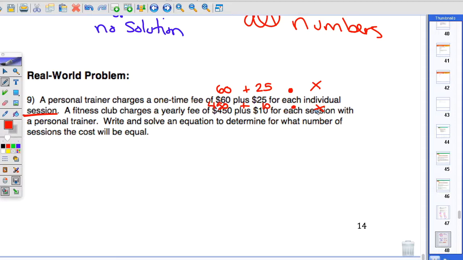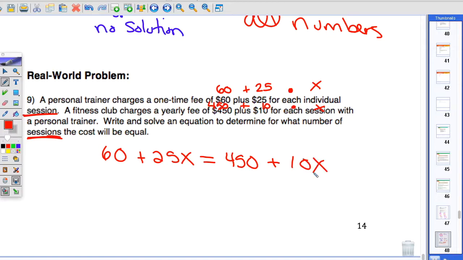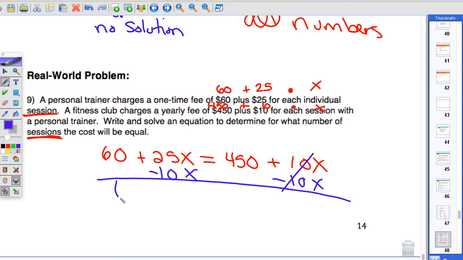We're going to write and solve an equation to determine for what number of sessions, there's your unknown, the cost will be equal. So we have 60 plus 25x is equal to 450 plus 10x. We need to get our variable to one side. Doesn't matter which one you get rid of. We'll subtract 10x from both sides. The 10x cancels on the right, so we're left with 60 plus 15x is equal to 450.